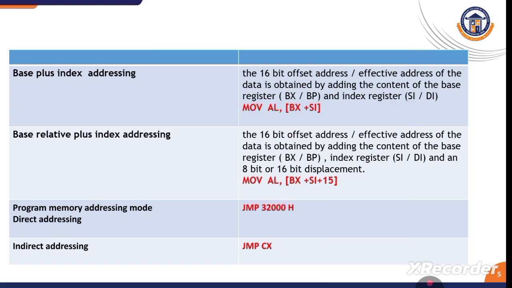Program memory addressing mode, or direct addressing. Here we directly write JMP, the value and H. This is an example for program memory addressing mode. Next is indexed addressing. Compared to indirect addressing, here we see the example JMP CX, that is jump.